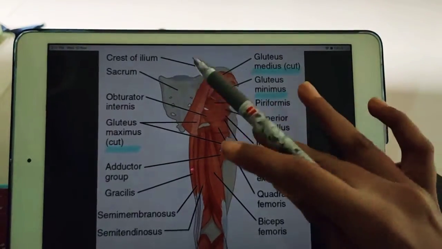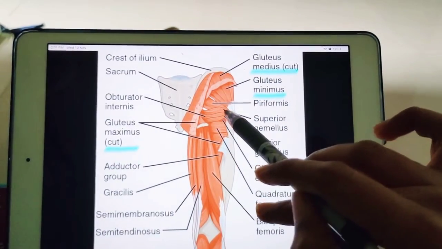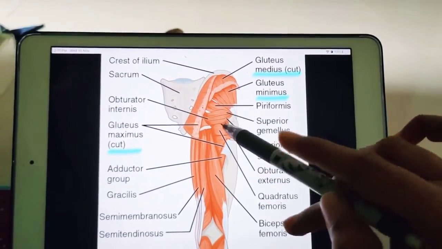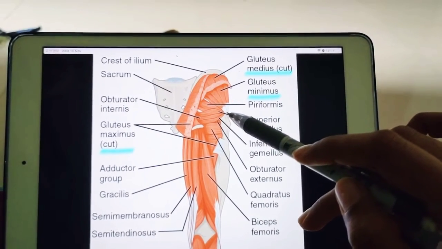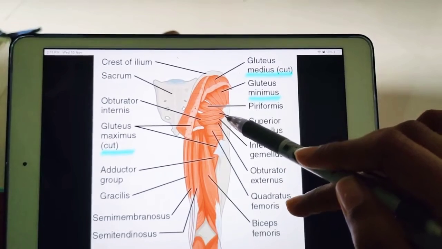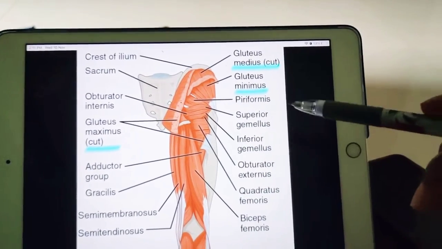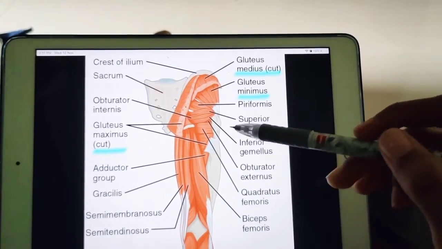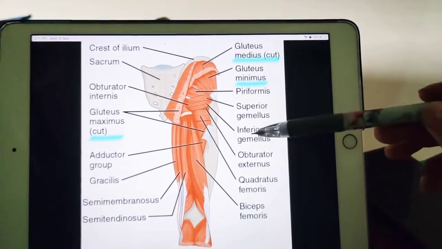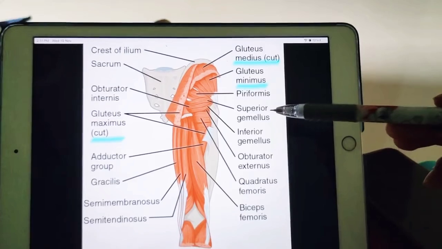From there the piriformis arises, okay, and it is inserted by a rounded tendon into the apex of the greater trochanter. So it is attached onto the apex of the greater trochanter. It is supplied by the ventral rami, and its root value is S1 and S2.